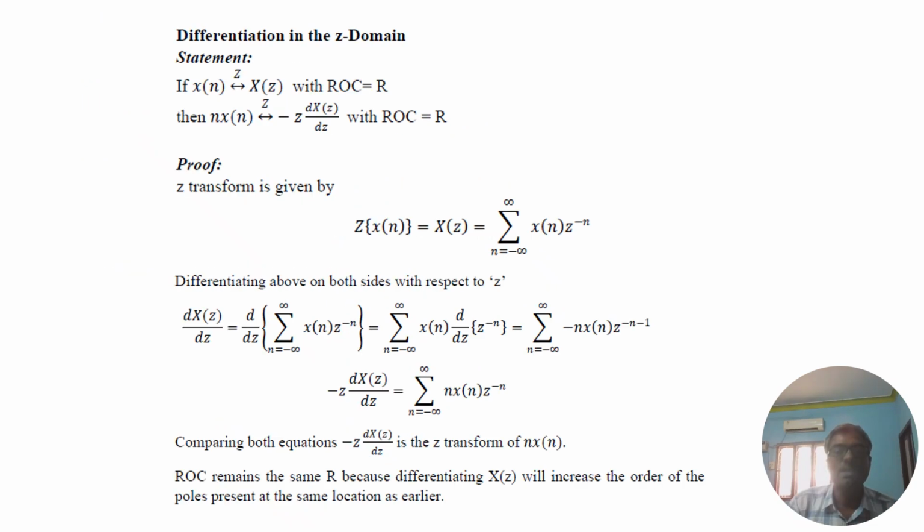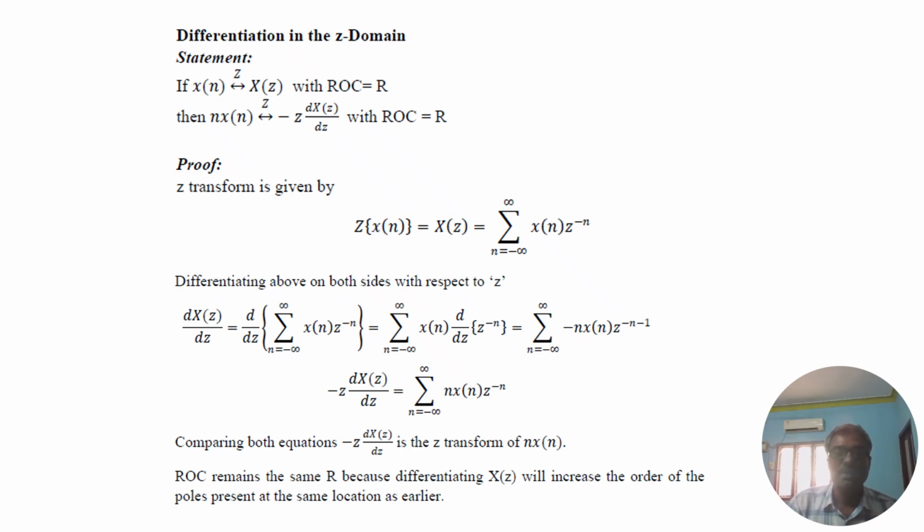Now we will see the differentiation in Z domain property. If the Z transform of x of n equals x of z, then the Z transform of n into x of n equals minus z dx of z by dz. In order to prove this property, again we have to start with the definition of Z transform. And then in the definition of Z transform, replace x of n by n into x of n. After replacing, differentiate both the sides with respect to z.